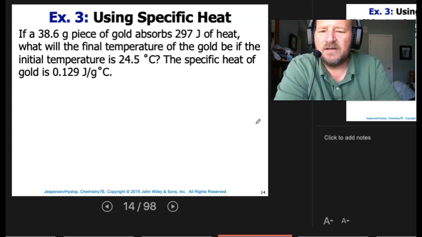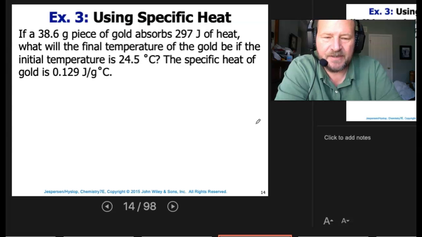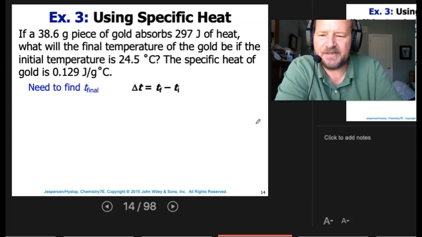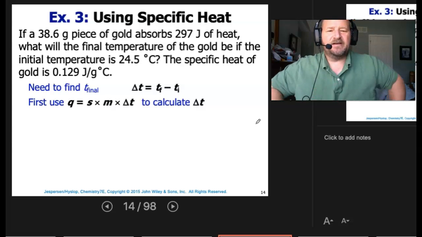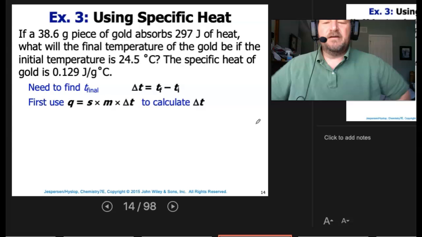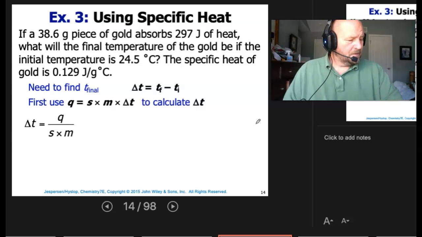All right, so back to the question though, what will the final temperature of the gold be if the initial temperature is this? So basically we're going to be looking for delta T, right? So we need to find T final. So we know delta T is equal to T final minus T initial. So we're going to use our base equation then simply to calculate delta T and then plug it in and figure out what T final is going to be.